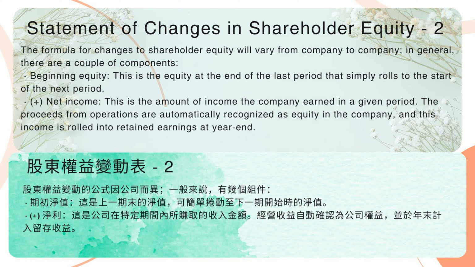In general, there are a couple of components. Beginning equity. This is the equity at the end of the last period that simply rolls to the start of the next period. Net income. This is the amount of income the company earned in a given period. The proceeds from operations are automatically recognized as equity in the company, and this income is rolled into retained earnings at year end.